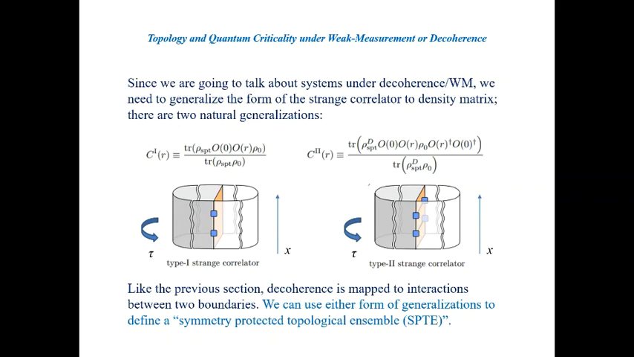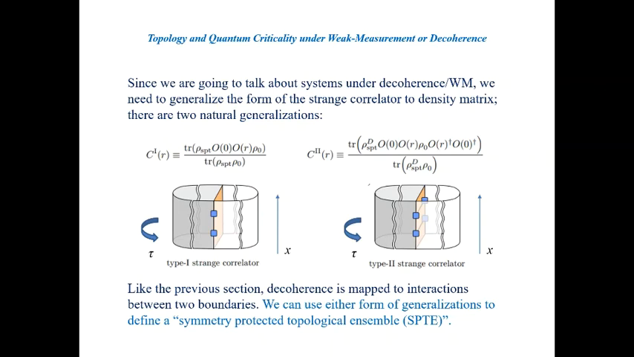So it turns out there are two different generalizations for that. One is this, which is pretty much the same as the previous strain correlator. It is a trace of the overlap of the density matrix of the SPT state and the density matrix of the trivial state, and we sandwich some operator O in between.